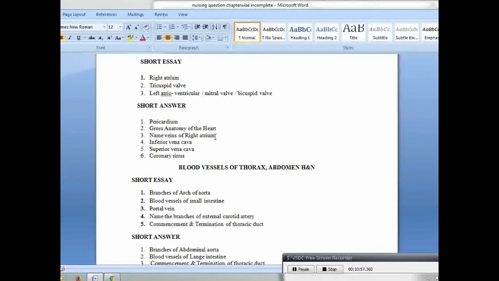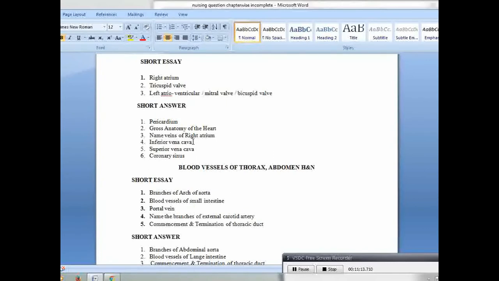In addition to that, we have superior vena cava, inferior vena cava, and so on. So here inferior vena cava is asked separately. Here you need to mention about the opening of inferior vena cava, where it opens in the right atrium. There's a valve called eustachian valve, and there are different tributaries that are draining into the inferior vena cava.